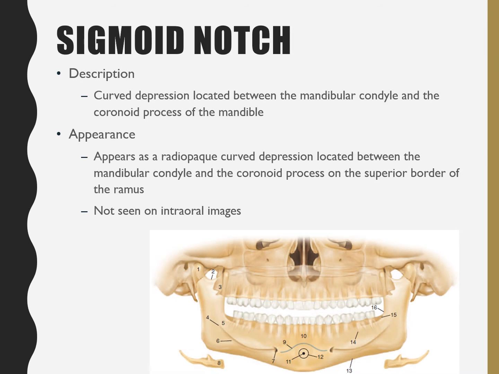Number 2 here is the sigmoid notch, and it is a curved depression located between the mandibular condyle and the coronoid process. This little curvy part right here, that is the sigmoid notch, and it appears as a radiopaque curved depression located between the mandibular condyle and the coronoid process on the superior border of the ramus. It's not seen on your intraoral images. Don't do that to your patients. The sigmoid notch can also be called the mandibular notch, okay? But basically, it's the notch right here in between the condyle and the coronoid process, right? The little notch. I'm not sure who sigmoid is.